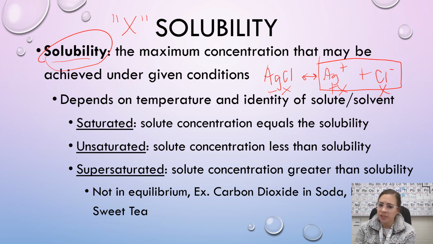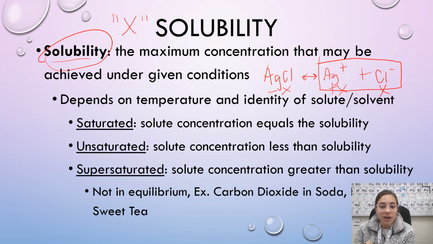Is it before it's reached its solubility? Is it at its solubility? Or is it over its solubility? So if it's right at its solubility, if it's at its maximum amount, we call it a saturated solution. So if you are told that something is a saturated solution, that means that the maximum amount of dissolving has happened. The maximum concentration of ions is present.